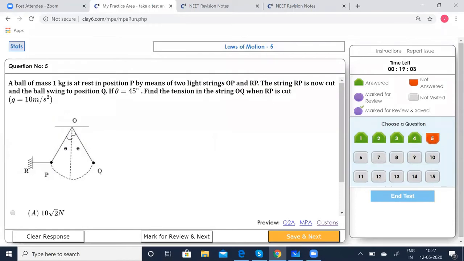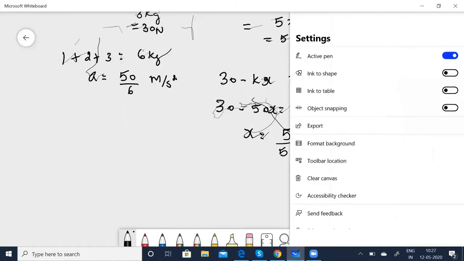A ball of mass 1 kg is at rest in position P by means of two light strings OP and RP. The string RP is now cut and the ball swings to position Q. If theta is the angle, given as 45 degrees, find the tension in the string OQ when RP is cut. Take G as 10 meters per second square. Now let's go to this. Let me clear this off. Let us draw the diagram.